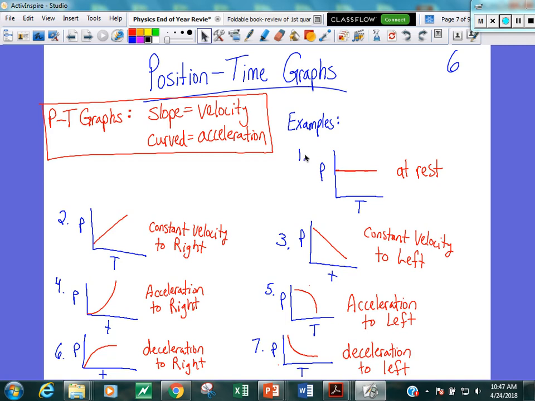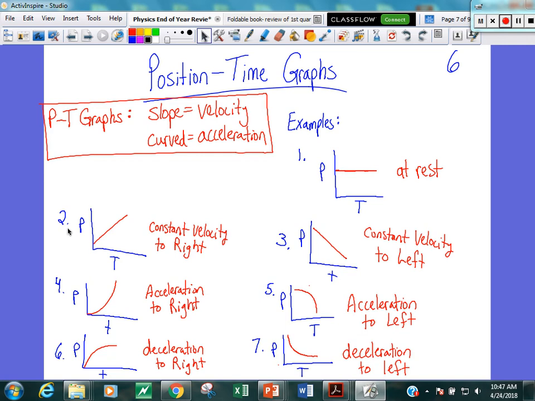The first example is right here. I want you to make a little position time graph and draw the line in. For number 1, it's just a horizontal line. Well, if you look at this, it has no slope. So if it has no slope, it has no velocity. Velocity is 0. This object has to be at rest. It's not moving. It's just staying in the same position.